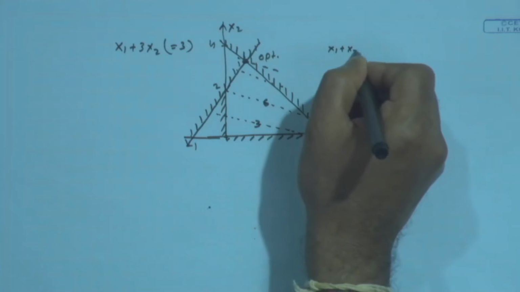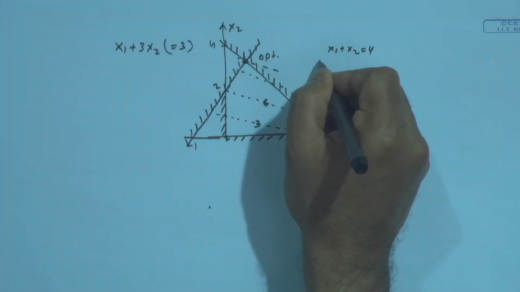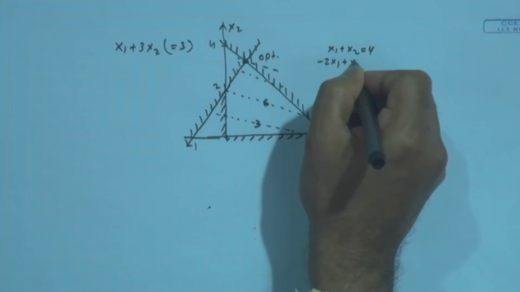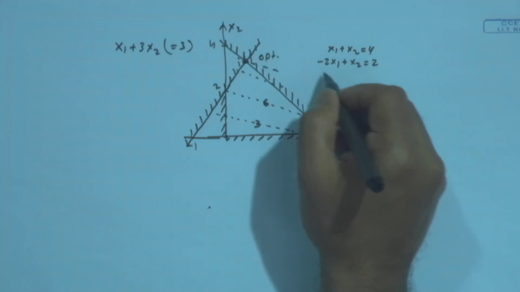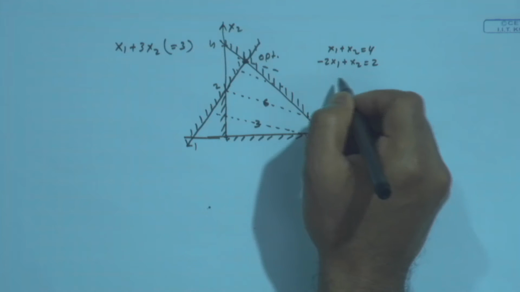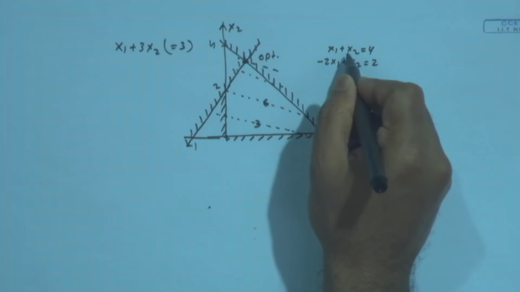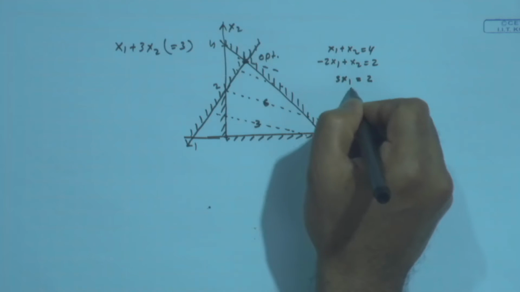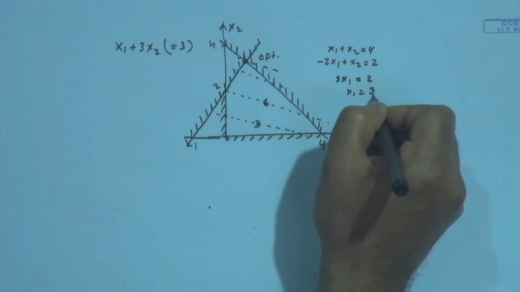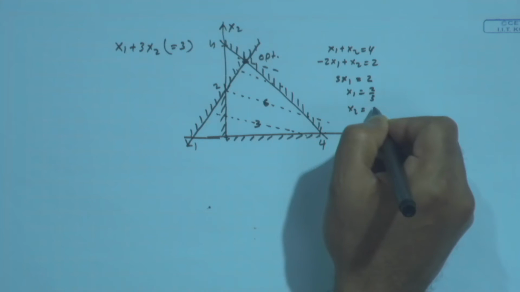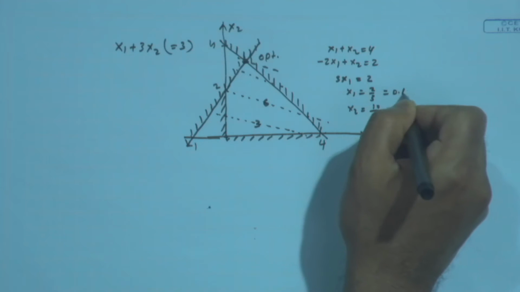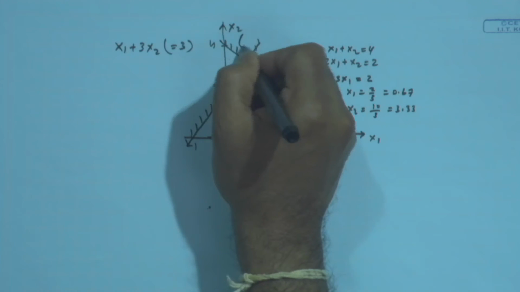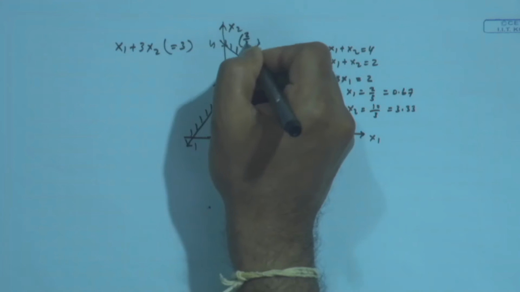One is x1 plus x2 equal to 4. The other is minus 2x1 plus x2 equal to 2. So solve this problem. If I subtract, I will get 3x1 equal to 2, so x1 is equal to 2 by 3 and x2 will be 10 by 3. So this is roughly 3.33 and this is 0.67. That's my optimum, 2 by 3 and 10 by 3.